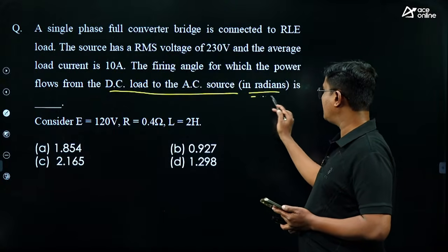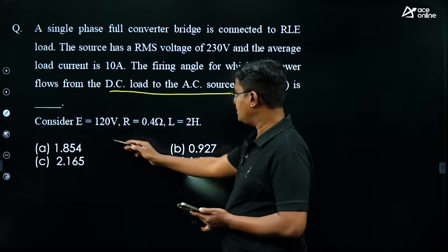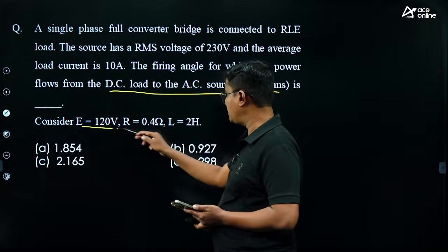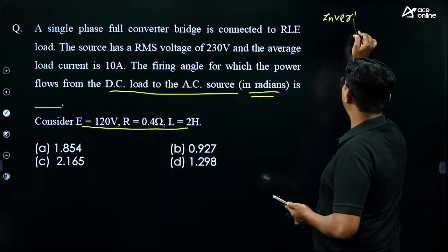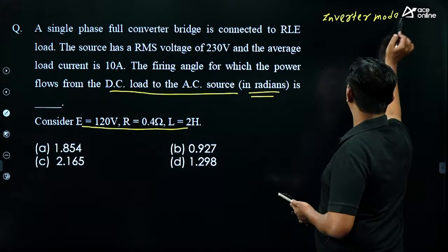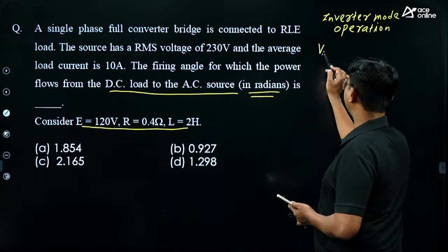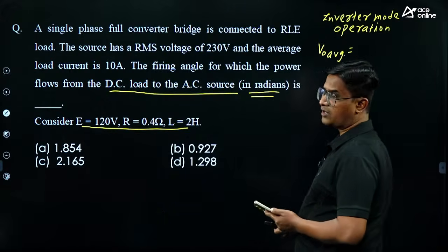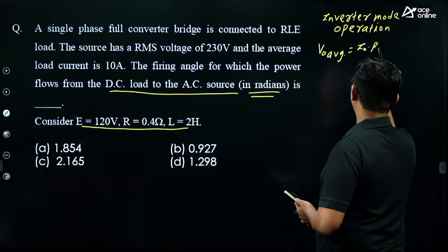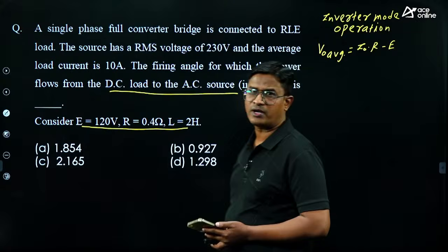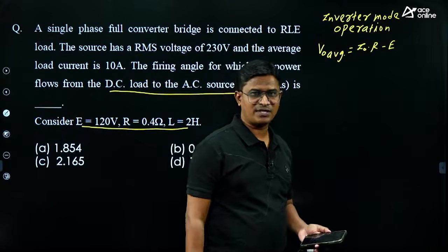Here they are asking alpha value in radians. Tell me, load current is given as 10 ampere and R, E and L values are given, that is load resistor, inductor and EMF. The question is on inverter mode operation. For inverter mode operation, how to write V0 average? We are reversing the polarity of EMF, so it is I0 into R minus E. For normal motoring mode, it is I0 into R plus E. But for inverter mode we are reversing the polarity of EMF, so that's why it is minus E.